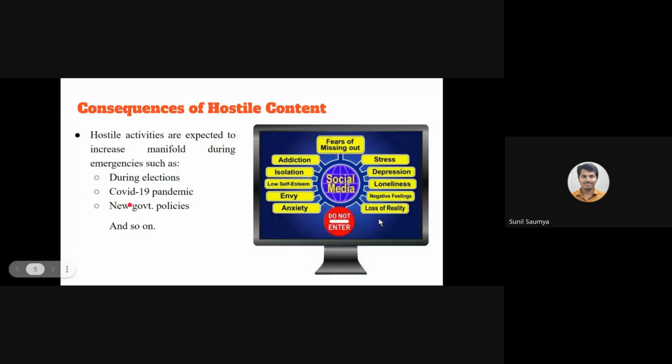Similarly, in the COVID-19 pandemic, all of us experienced how fake news or hate news changed our mindset, or left us in a fear of something. So these consequences increase with the emergency situation, right?